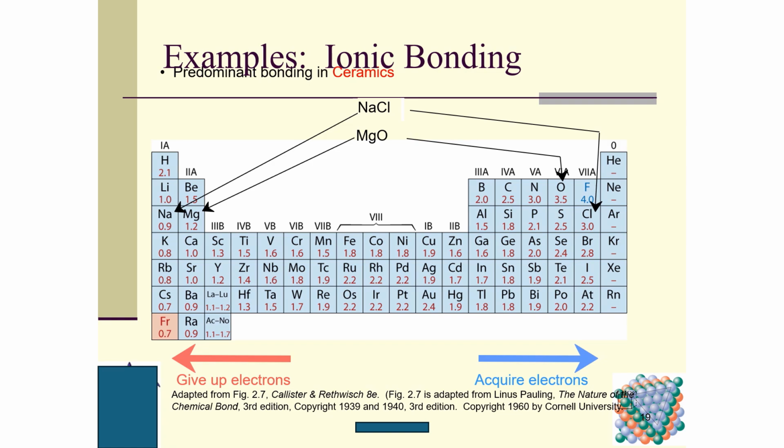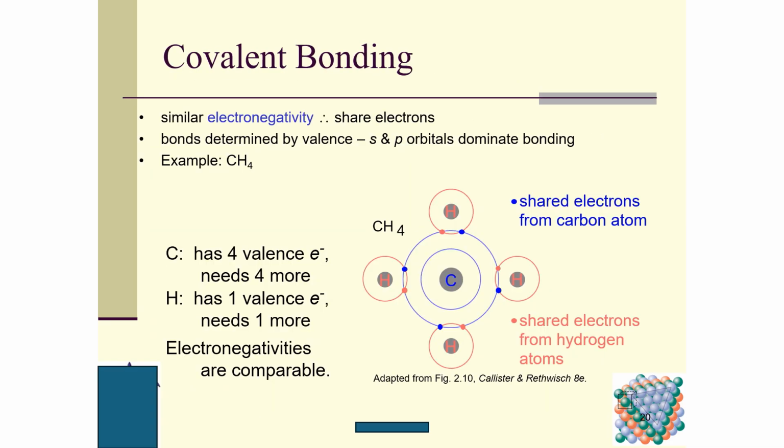And so we have MgO, calcium fluoride, and this is CaCl. This is ionic bonding. We talk about ionic bonding. This ionic bonding is usually very strong, and then we talk about covalent bonding.